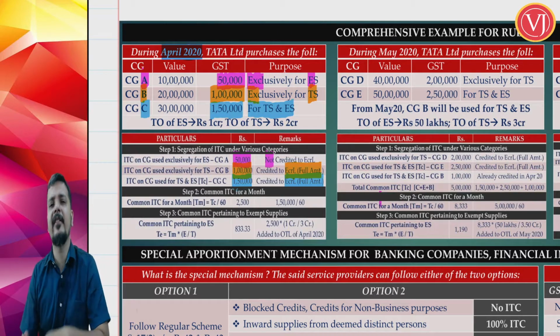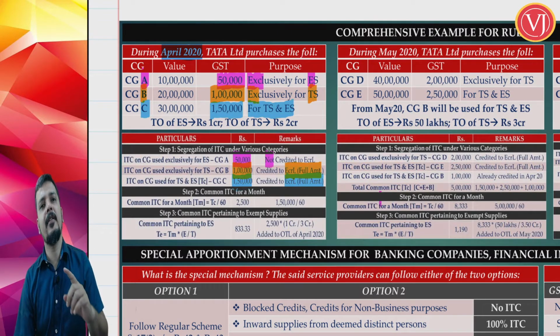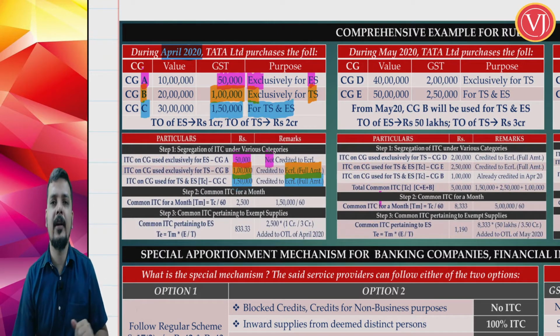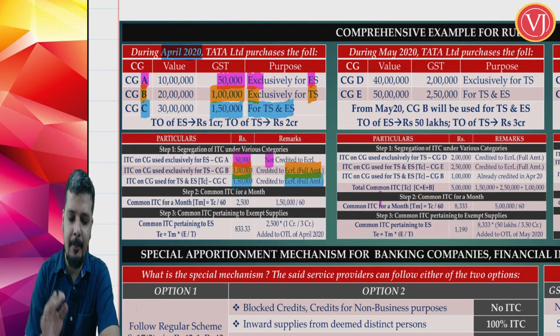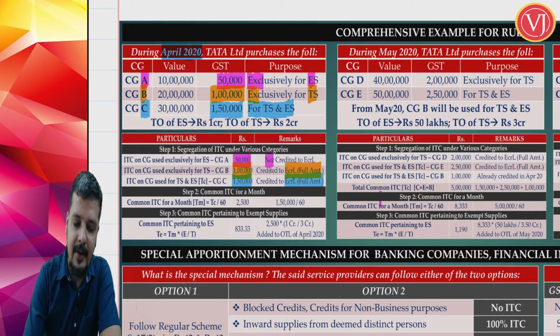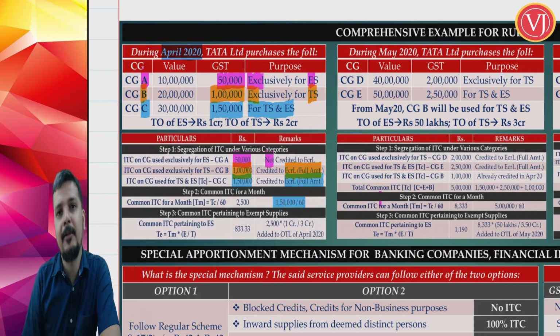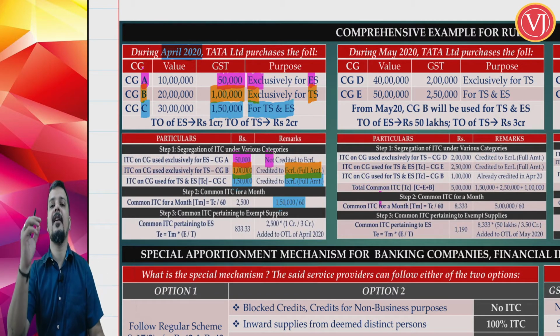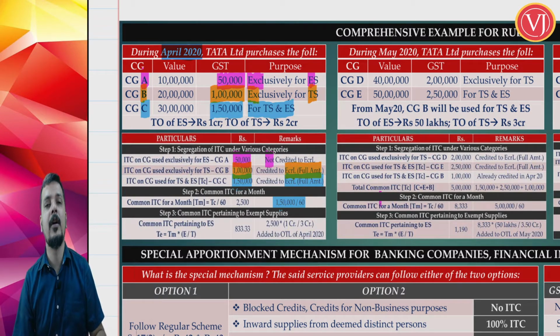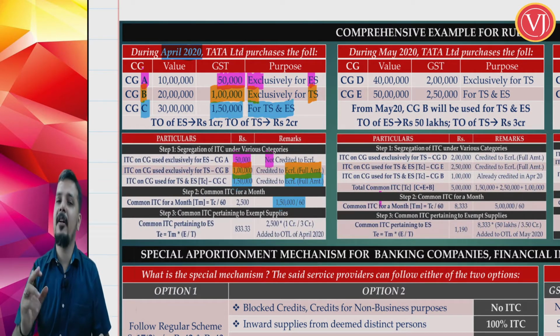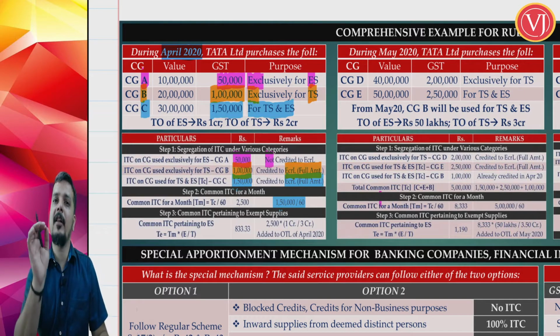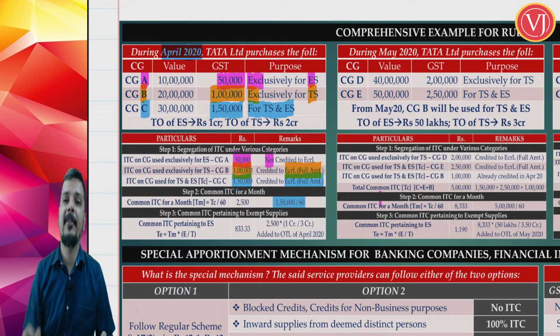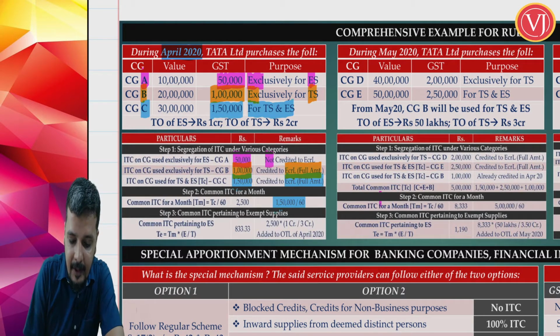Now, this reversal is a small difference between the reversal that you do in rule 42 and here. Here the basis will be 1,50,000. First you have to take this 1,50,000 divided by 60. There, the 60 will not come. There it is the common credit multiplied by taxable exempt turnover divided by total turnover. Here it is common credit multiplied by exempt turnover divided by total turnover, but there is one more thing, multiplied by 1 divided by 60.